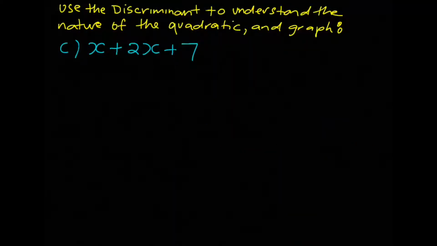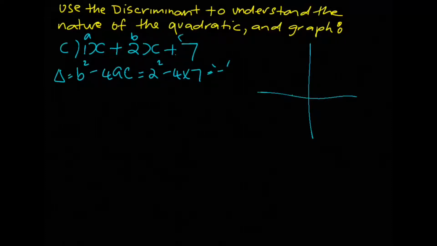Okay, let's move on to part C. So we've got A, B, C. A is 1. The discriminant equals b squared minus 4ac, and that equals 2 squared minus 4 times 7, and that equals a negative. So what does this mean? It means there are no roots, so no x-intercepts, so it could be anywhere hanging in space like that. So there's no point trying to factorise this one. It's not going to have any roots at all.